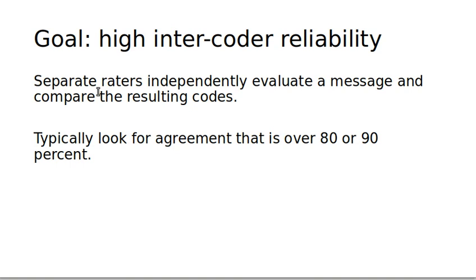The way that works is you have separate raters independently evaluate a message like a personal ad, and then fill out the code sheet, and then compare the two code sheets. Ideally they look identical, but we're willing to tolerate a little bit of disparity between them. You're looking for a level of agreement that's around 80 or 90% at least, depending on the complexity of the message in the coding scheme.